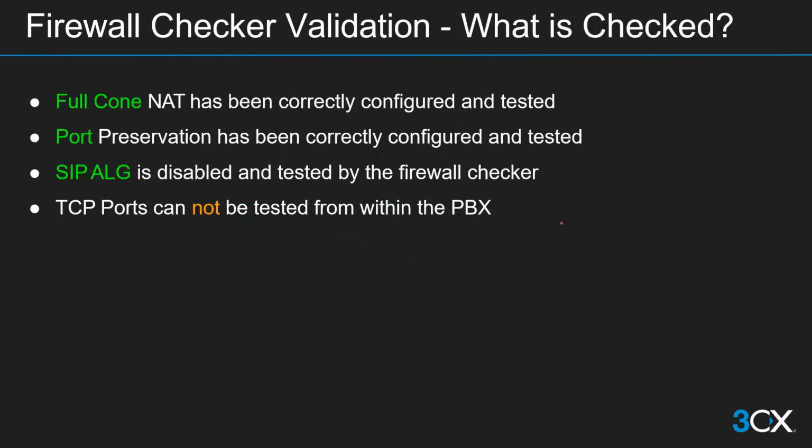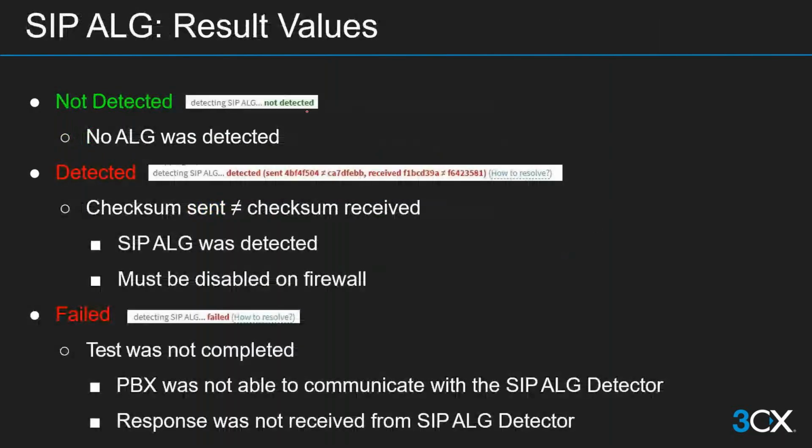Port preservation has been correctly configured and tested. SIP ALG is disabled and tested by the firewall checker. TCP ports cannot be tested from within the PBX. Not detected: ALG was not detected.